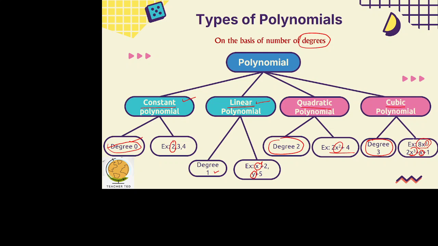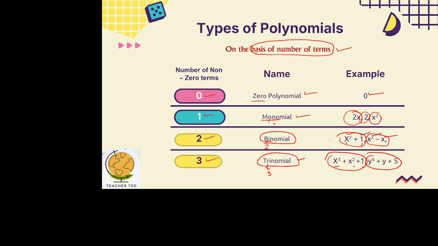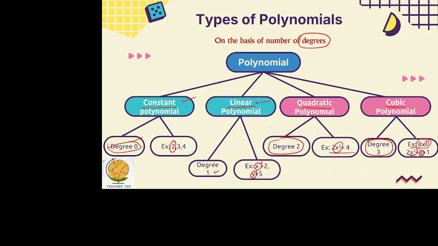Let's sum up. There are two types of polynomial classification. Based on the number of terms, we can call it zero polynomial, monomial, binomial, and trinomial. On the basis of the degree, we can call it constant polynomial, linear polynomial, quadratic polynomial, and cubic polynomial. I hope all of you understood this.